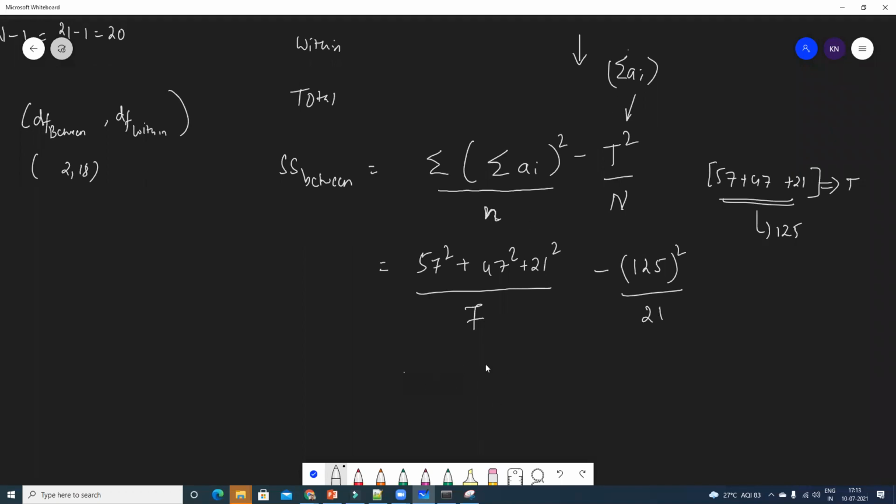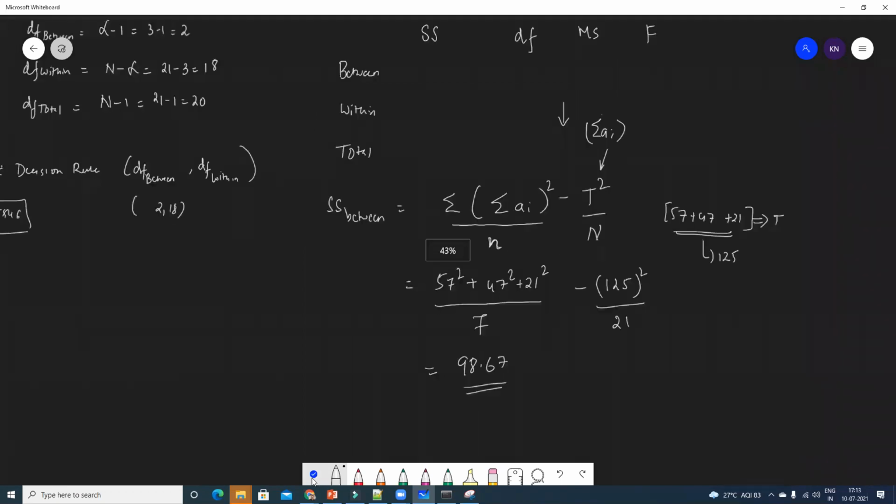So everybody, I hope you're getting it as 98.67. Yes or no? Yes. Everybody clear? So let's go and update this table. So SS between, how much we got? 98.67.